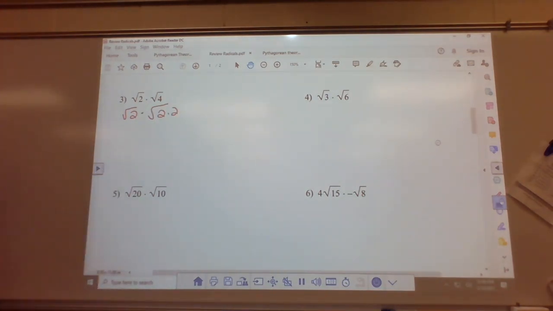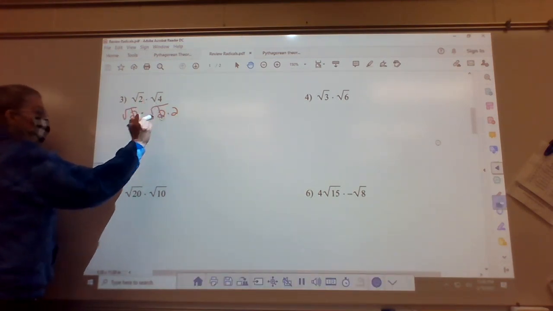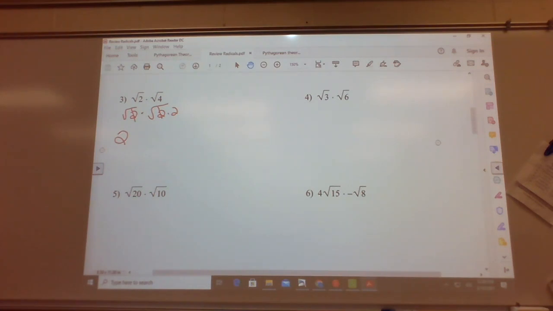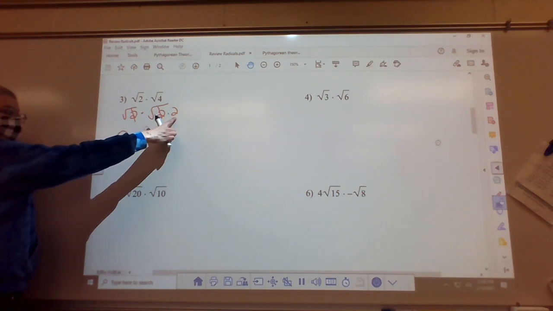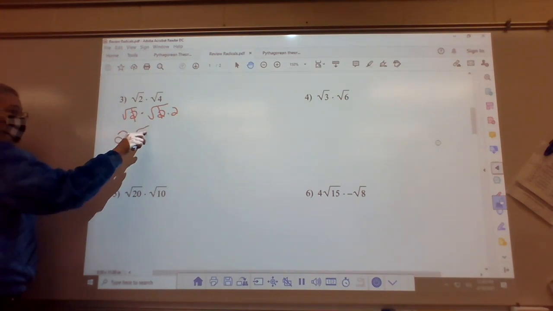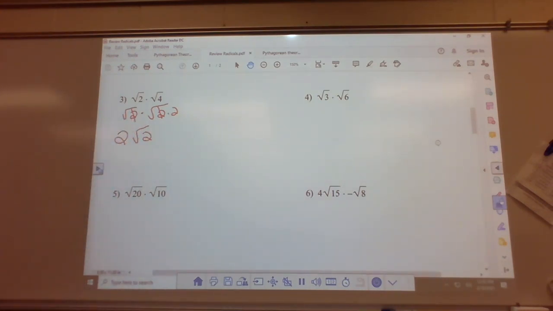So that's step 1. Step 2, if there's any number that has a duplicate, pull it out front. Is there any number that has a duplicate? The 2. So therefore, the duplicate gets pulled out front. Did I take all the 2's out? No, I still have one 2 left over. So this one 2 that was left over, it's kind of like the third wheel. Nobody wants to be the third wheel on the date. So these 2 went out on the date. This one had to stay home. So 2 square roots of 2.